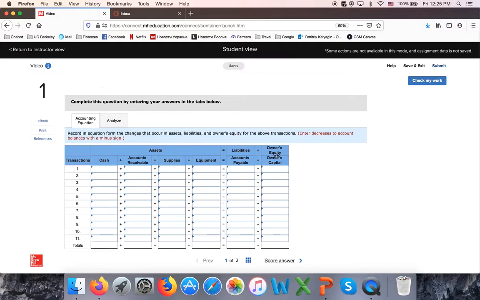And guys, in this problem, we are not separating revenues, expenses, or drawing, so we will put everything under capital. In some problems in your homework, they will have additional columns for revenues and expenses. But here we will put everything under capital. If it's a revenue, capital goes up. If it's an expense or withdrawal, it will go down.